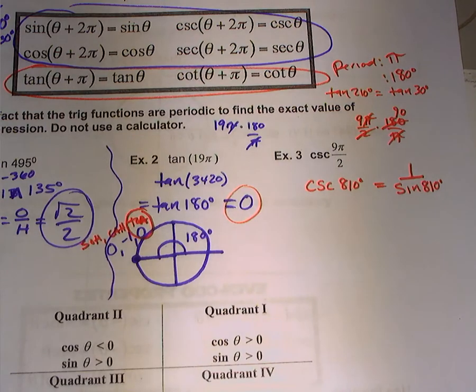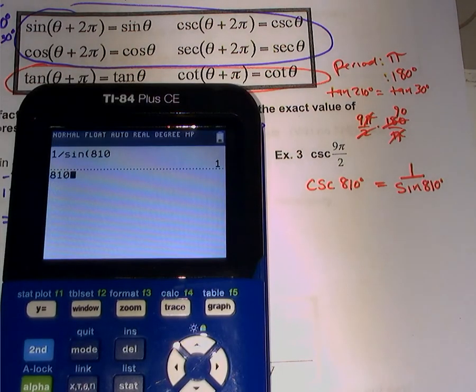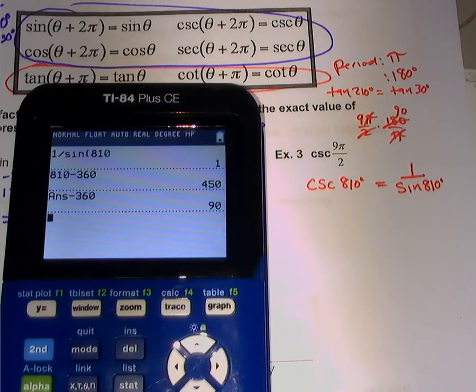Okay, first thing is 810 is too big, right? 810, oh my gosh, way too big. So what do we do? Make it smaller. How do you make it smaller? Scotty, how do you make it smaller? There we go. That's the answer. Oh, it's still too big. Do it again. We want an angle between 0 and 360, 0 to 2 pi.